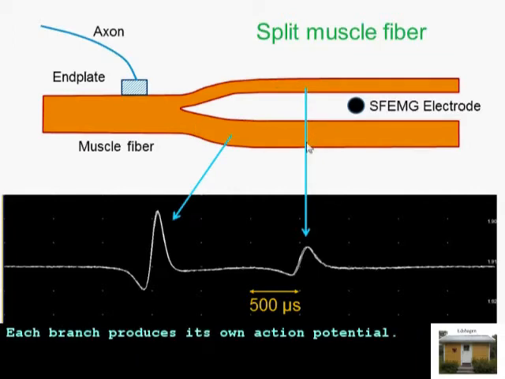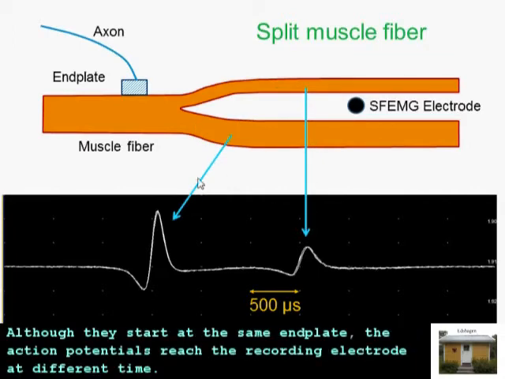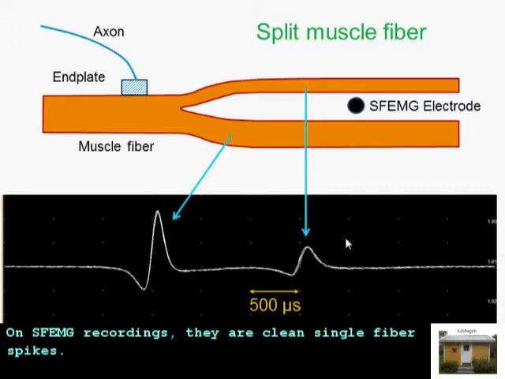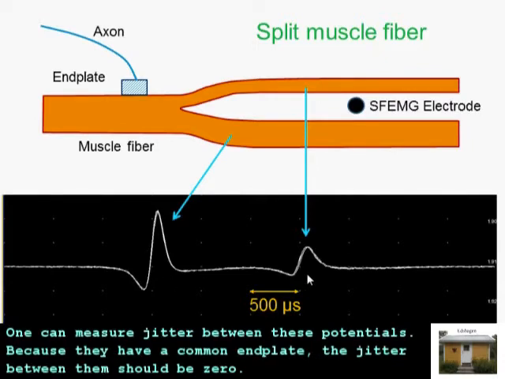Each branch produces its own action potential. Although they start at the same end plate, the action potentials reach the recording electrode at different times. This occurs due to difference in the action potential propagation velocity among the branches. On SFEMG recordings, they are clean single fiber spikes. One can measure jitter between these potentials. Because they have a common end plate, the jitter between them should be zero.